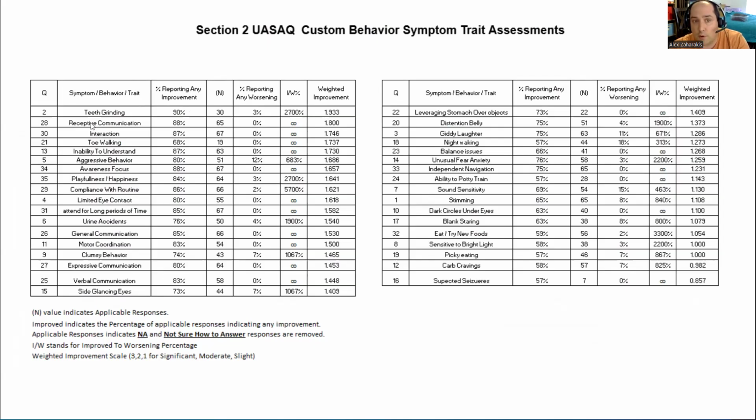So going down the list: teeth grinding, receptive communication, interaction, toe walking, inability to understand, aggressive behavior, awareness and focus, playfulness and happiness. With the least improved weighted metric being suspected seizures, but noting that there were not very many people out of the 67 that actually indicated that seizures would be an issue at all. So there's a lot of NAs there. Regardless, that's what the numbers dictate. So this is giving you a perspective of what gut balancing has the potential to impact, with the fraction of the people that have participated and the percentages that we're seeing here.